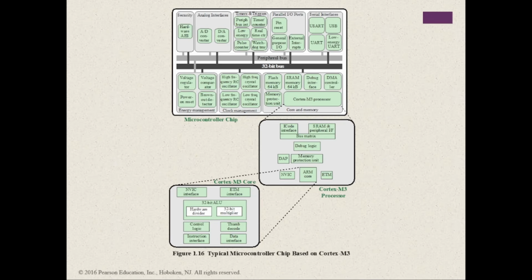Next is clock management, which controls the clocks and oscillators on the chip. Multiple clocks and oscillators are used to minimize power consumption and provide short startup times. Next we have energy management, which manages various low energy modes of operation of the processor and peripherals to provide real-time management of the energy needs so as to minimize energy consumption.